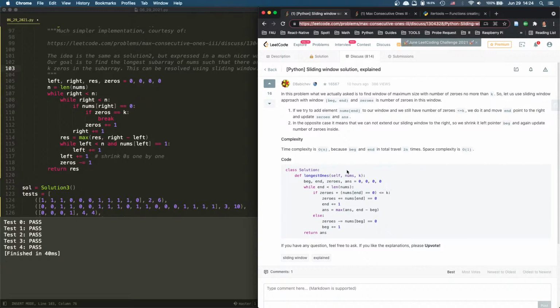right? And then we shrink the front, zeros minus beginning equals to 0. If the beginning equals to 0, we can do this. If it's not, beginning always moving forward. So at each step, if we can extend to the right, we keep extending to the right. If we cannot extend to the right, we shrink. This is much better. This is good, very good solution.